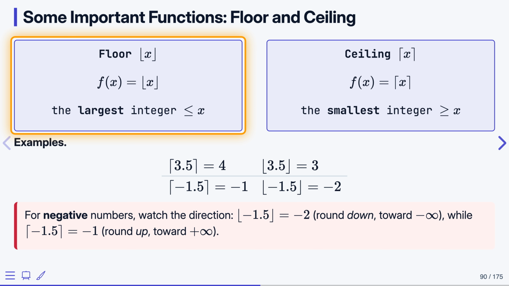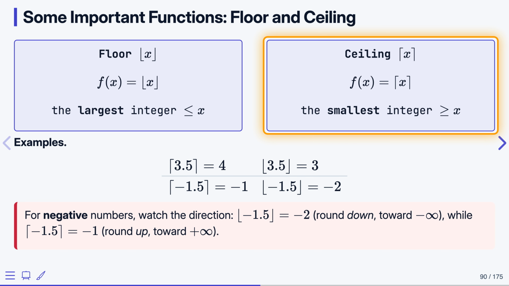Two functions appear again and again in computer science: floor and ceiling. The floor of x, written with two corner brackets that point up, is the largest integer that is less than or equal to x. In plain words, round down to the nearest whole number. The ceiling of x, written with two corner brackets that point down, is the smallest integer that is greater than or equal to x. In plain words, round up.